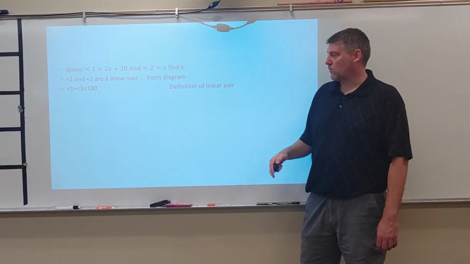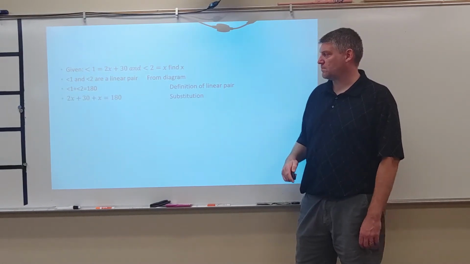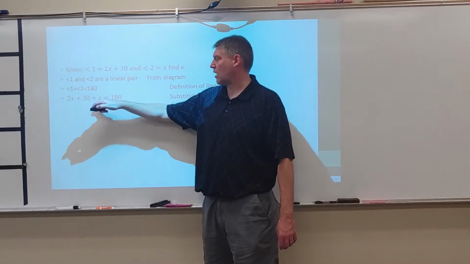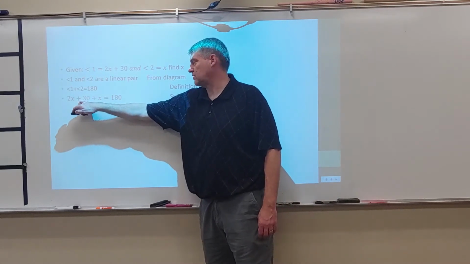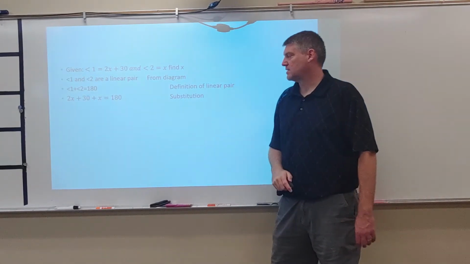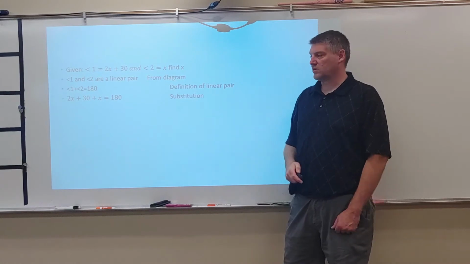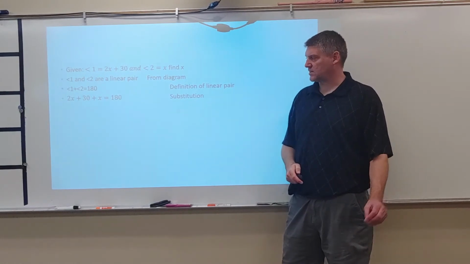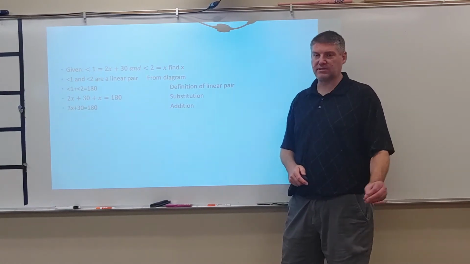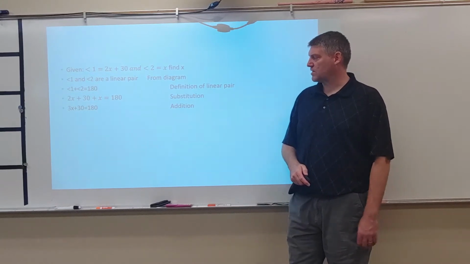All right. Now what I'm going to do is substitute in what angle 1 and angle 2 are. So angle 1 is 2x plus 30. Angle 2 is x. That equals 180. I'm going to do a little bit of simplifying on my left side. I'm going to take 2x and x and add them together. So 3x plus 30 equals 180.